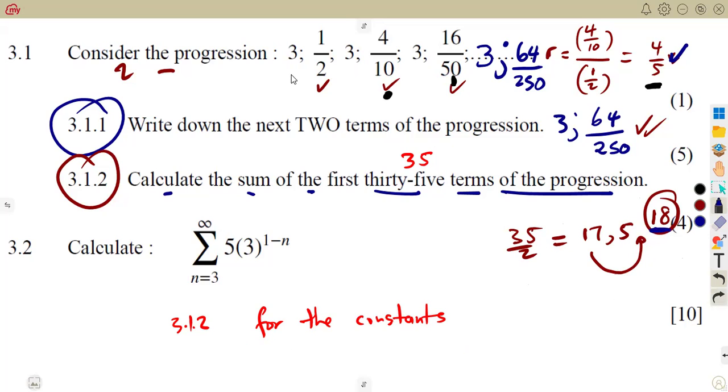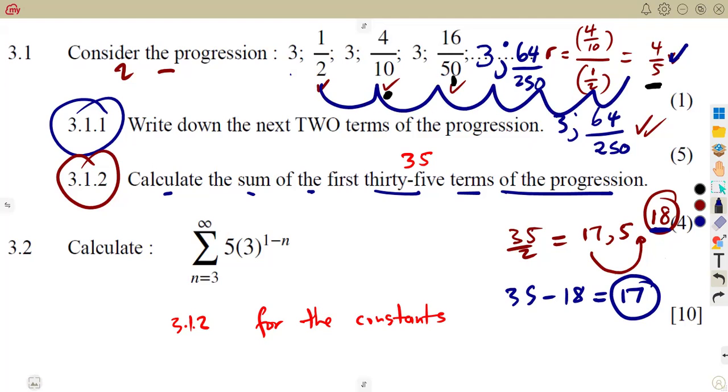Because we are starting with the constants, they are the ones which are many. Remember, 35 minus 18 gives us 17. So the 17 is the one for these other terms that are following the constant, the common ratio that we are given of 4 over 5. But the first ones are 18. So when we are given this, we have to be careful, because this number is not an even number where you divide by 2 and say these ones will be 18, the other ones will be 18. It's not an even number.